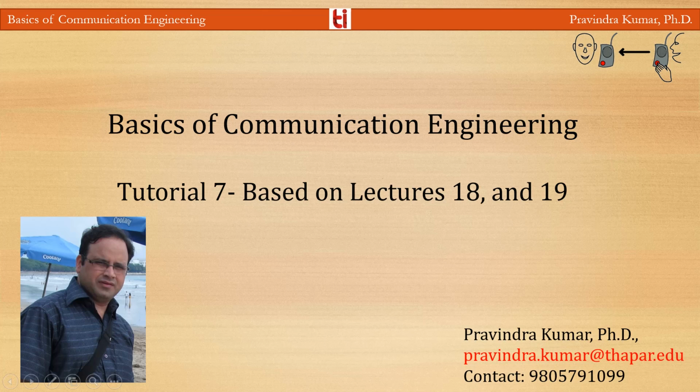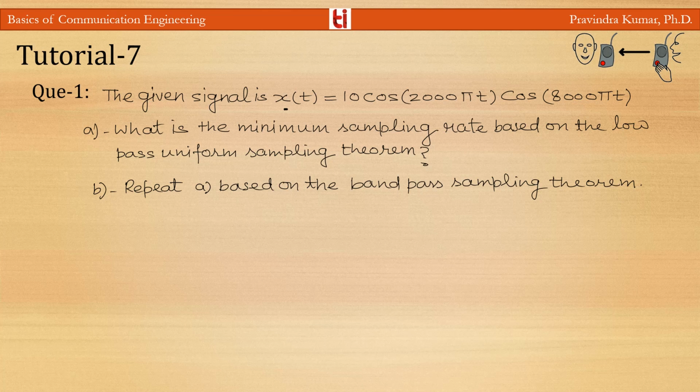Welcome to the lecture series of Basics of Communication Engineering. This is tutorial 7, based on lectures 18 and 19. The first question: given x(t) = 10 cos 2000πt · cos 8000πt, what is the minimum sampling rate based on the low pass uniform sampling theorem? And repeat part A based on the band pass sampling theorem.